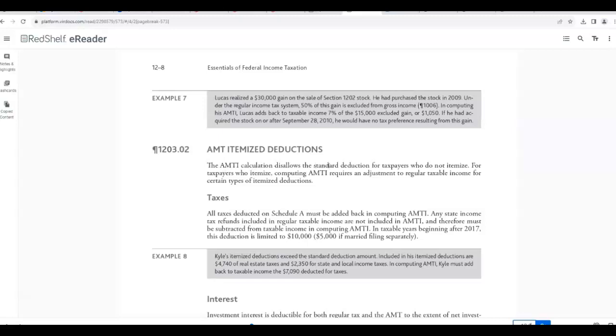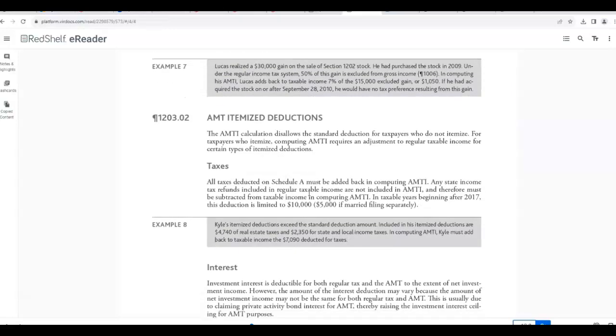AMTI calculation disallows the standard deduction for taxpayers who do not itemize. For taxpayers who itemize, computing AMTI requires an adjustment to regular taxable income for certain types of itemized deductions.